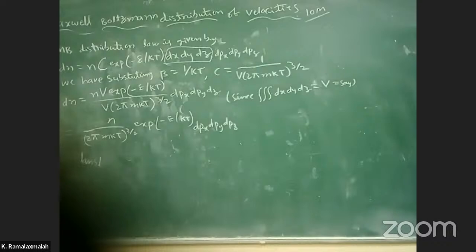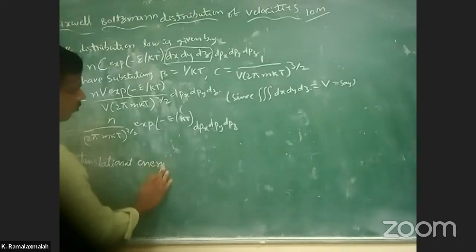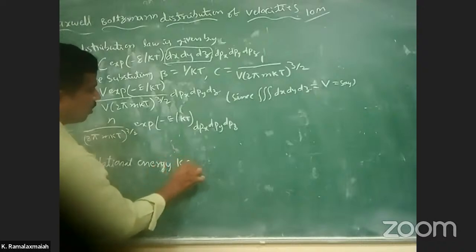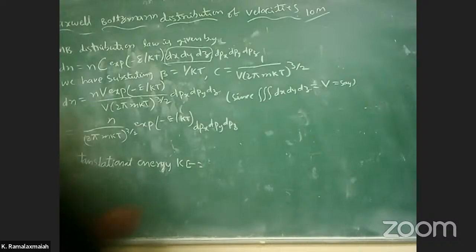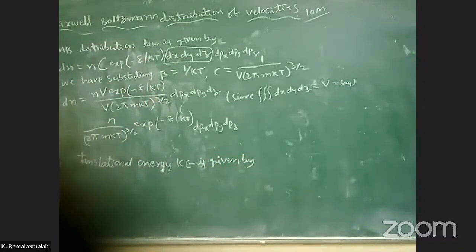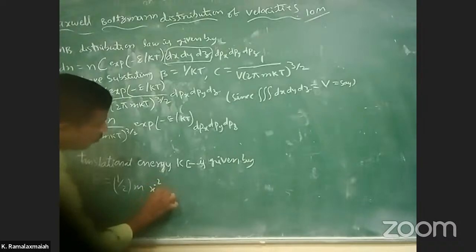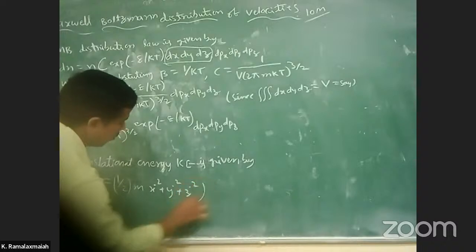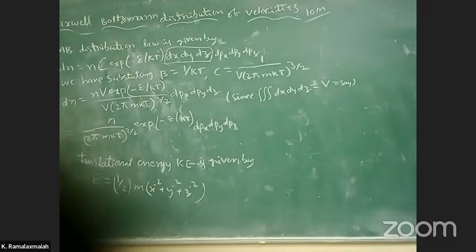Translational energy. The kinetic energy KE is given by 1 by 2 m times (x dot square plus y dot square plus z dot square).